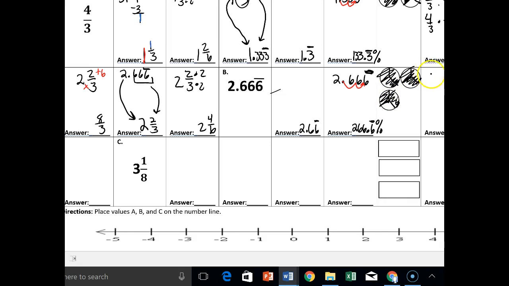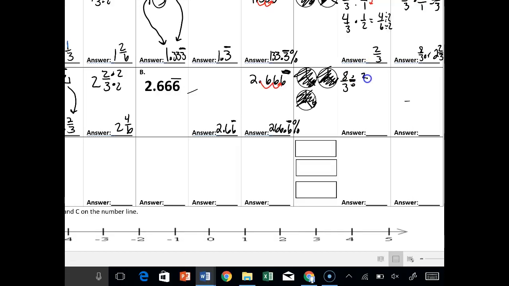For my fraction, I want to use 8 over 3 divided by, my fault, 2 over 1, which is 8 over 3 times 1 over 2, which gives me 8 over 6. And then again, make sure you simplify it, divide by 2, that will give you 4 over 3. And then 8 over 3 times 2 over 1, which gives me 16 over 3. So I'll accept 16 over 3, or I'll accept 5 1/3.